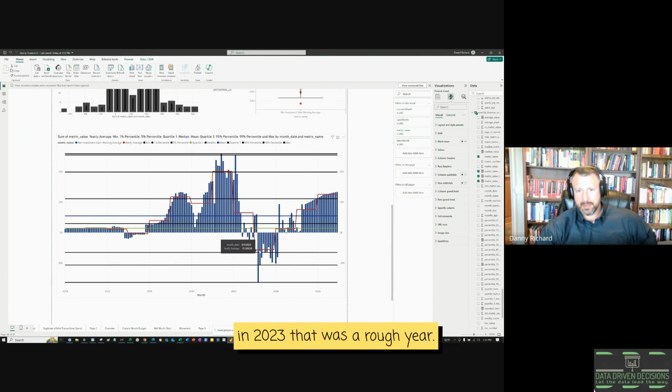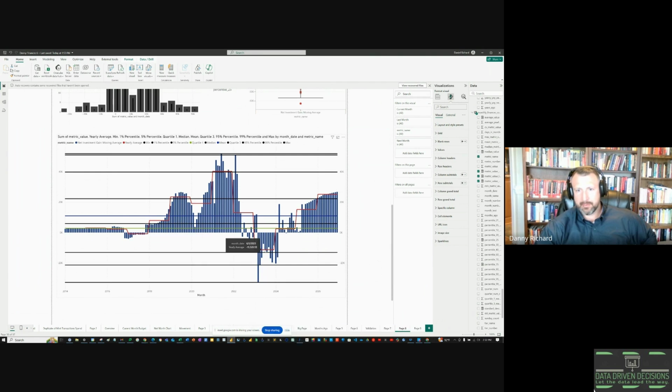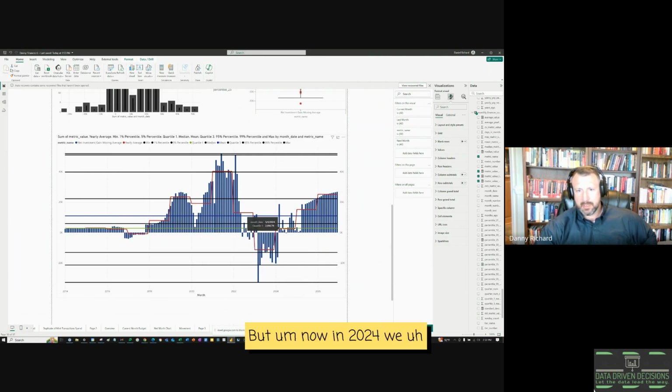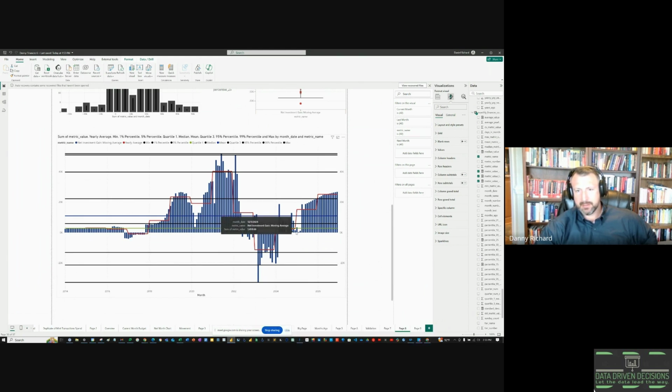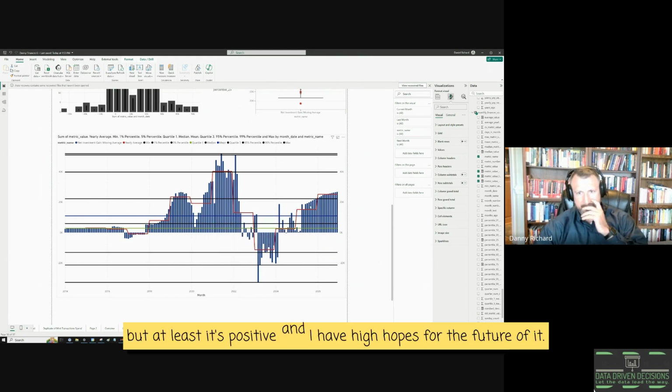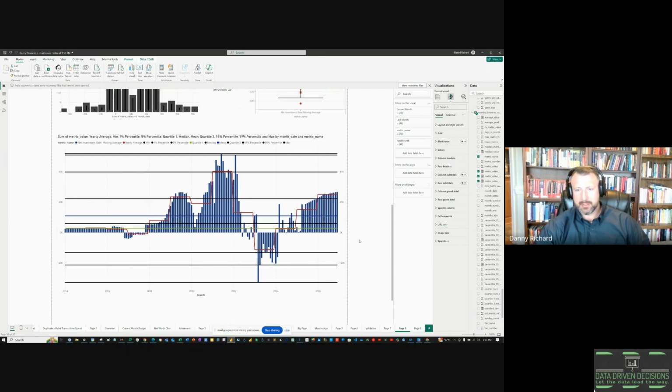In 2023, that was a rough year. That was when I bought my house, and I was really losing net worth. But now in 2024, we're on pace to make 2 grand in the year. Not good, but at least it's positive, and I have high hopes for the future of it, looking really good.